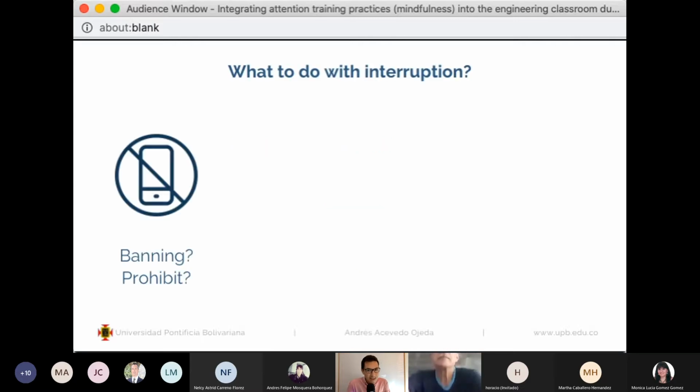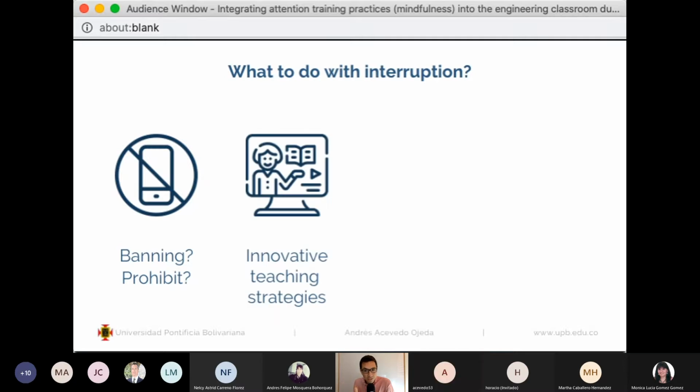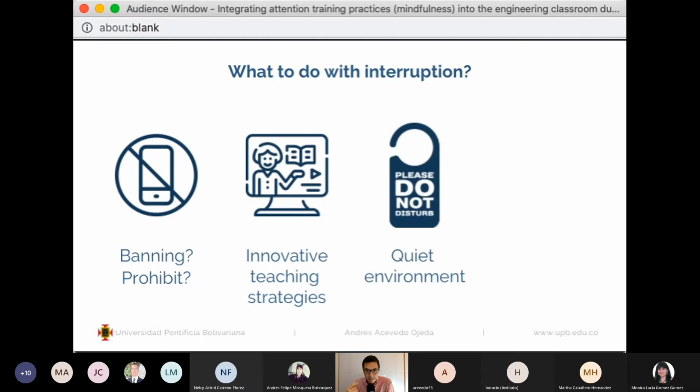Do we ban or prohibit the use of cell phones during online classes? It doesn't really make any sense. We should be innovating in our teaching strategies, methods, and tools to make classes more engaging and interesting. And we professors and universities are working really hard in this area. Students can also do their best to find quiet environments so they can focus better. But we know this is not the case for everyone. In fact, this is not the case for most students in Colombia.